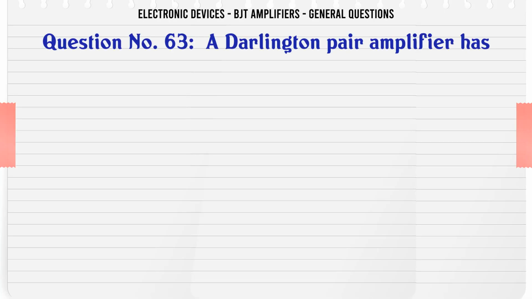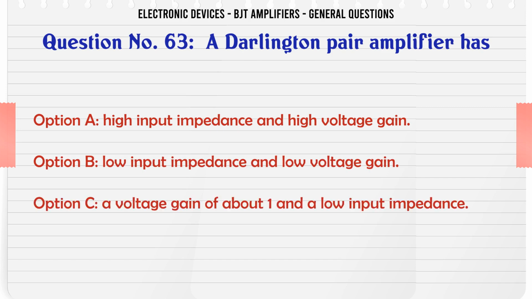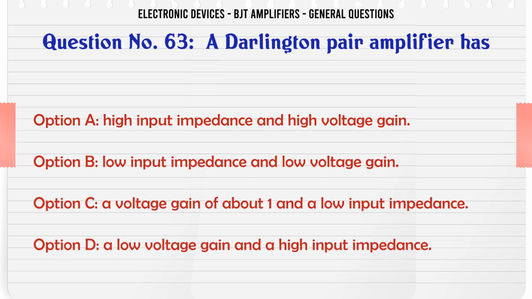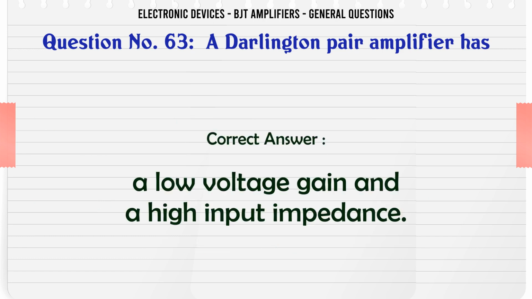A Darlington pair amplifier has A. High input impedance and high voltage gain. B. Low input impedance and low voltage gain. C. A voltage gain of about 1 and a low input impedance. D. A low voltage gain and a high input impedance. The correct answer is a low voltage gain and a high input impedance.